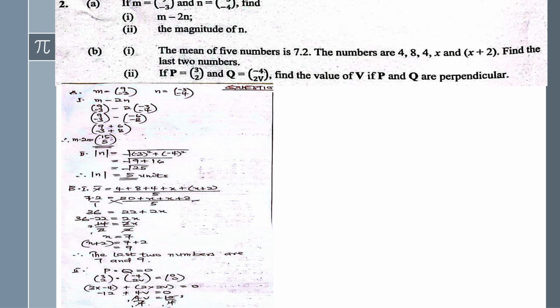And then to find the magnitude or the length of a vector, it is the square root of x squared plus y squared, where this will give us 5 units.